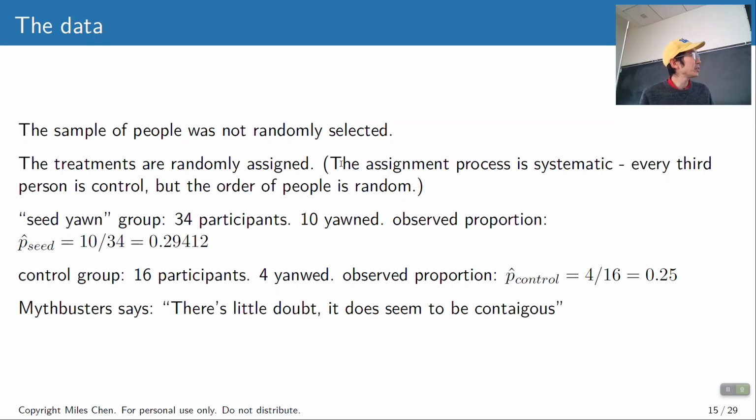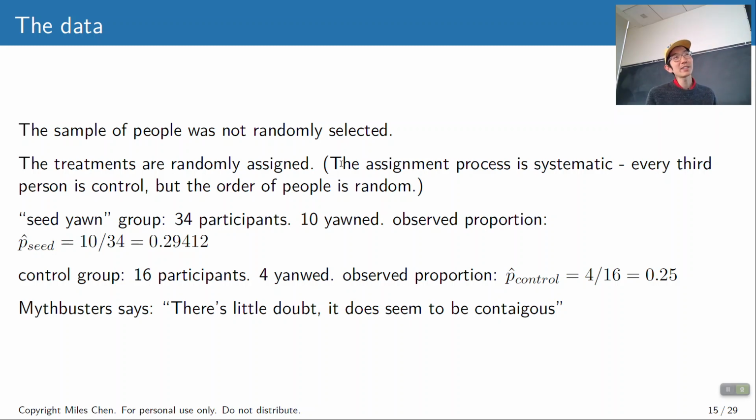They didn't show the actual values, but you can kind of figure this out. They said 29% and 25%, and if we go with one third in the control group, then in the seed yawn group we had 34 out of 50, and 10 of those people yawned, so that's a p-hat of around 29.4%. As for the control group, 16 participants, 4 of those people yawned, so our proportion there was 25%.